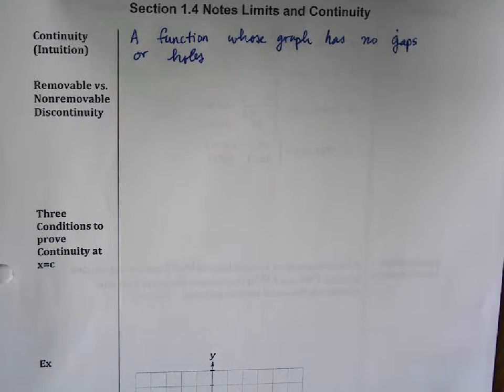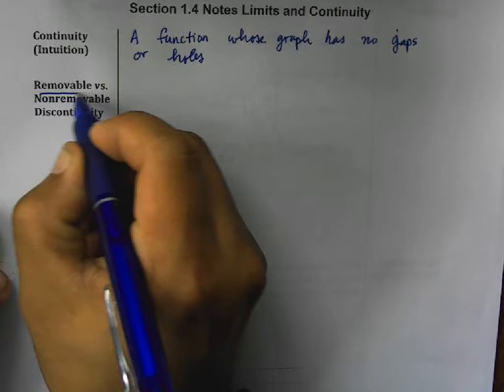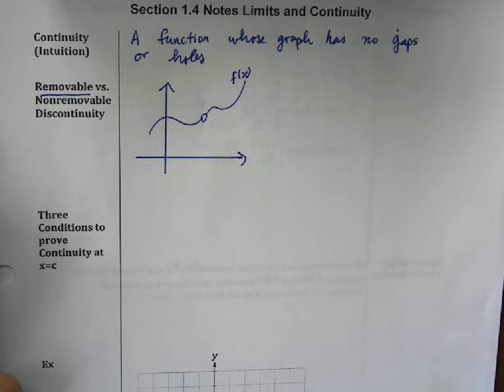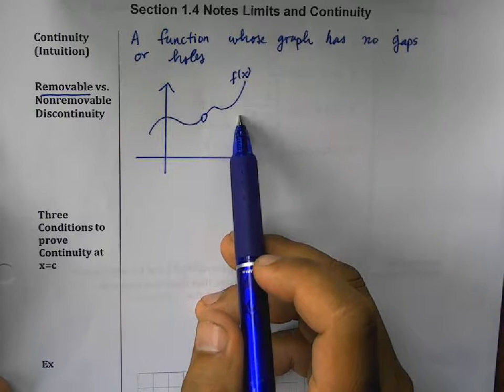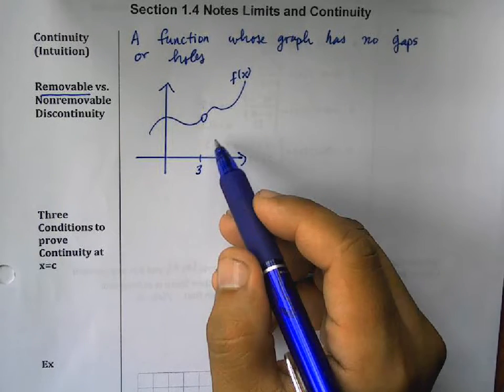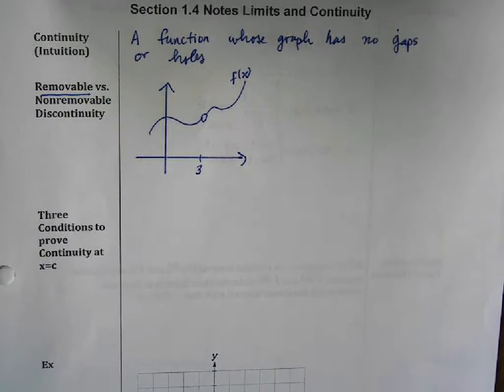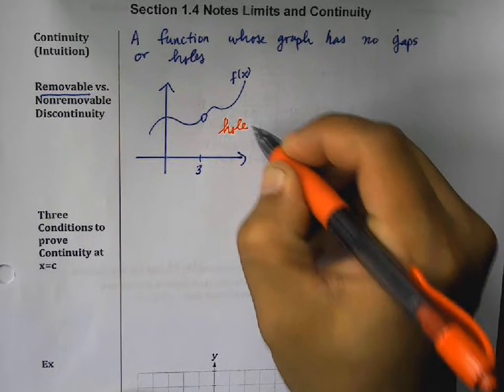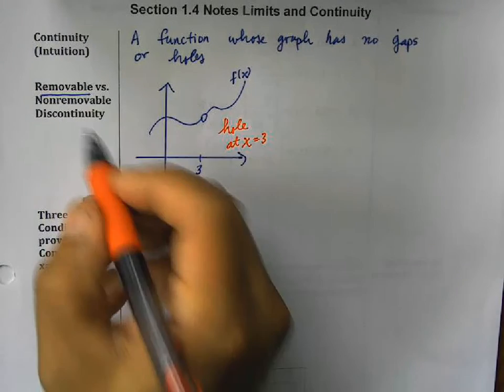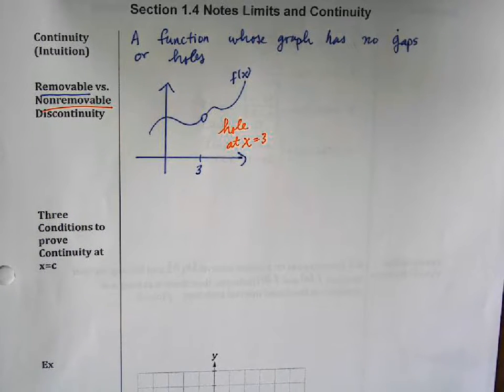So let's discuss next, what is removable versus non-removable discontinuity. Removable basically means that you could fill the gap or fill the hole with a single point. Say you had a graph of f of x, and there's a hole at, say, x equals 3. In this case, this is a removable discontinuity because we have a hole at x equals 3. Now, there are other cases where it is non-removable, and this basically means when you have a big jump or when you have some sort of vertical asymptote.